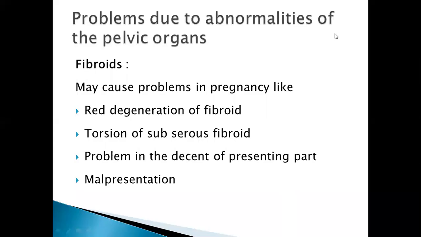Red degeneration of fibroid is one of the most common complications that occur during pregnancy. As the fibroid grows, it may become ischemic, which manifests clinically as acute pain associated with vomiting and tenderness over the fibroid. Red degeneration mostly requires treatment in the hospital in the form of potent analgesia and rehydration. The patient should be given opiate analgesics and intravenous fluid.